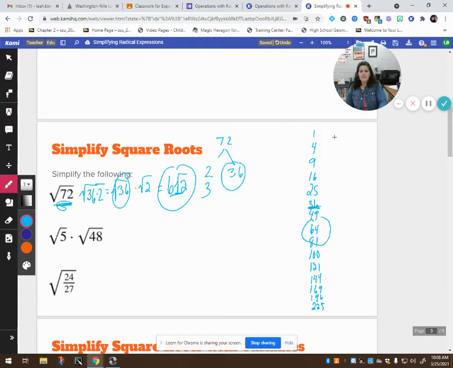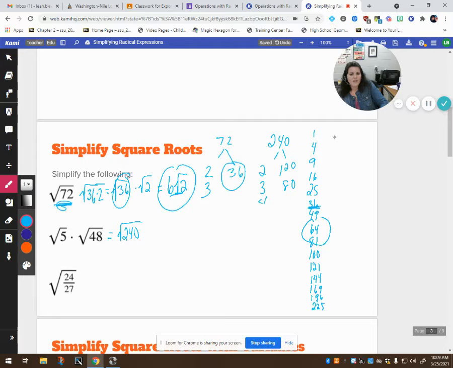Okay, so let's look at the square root of 5 times the square root of 48. Well, we can think about this. Let's just go ahead and multiply. What is 5 times 48? We get 240. Now let's see if we can break 240 down. 240 divided by 2 is what? 120. 240 divided by 3 would be 80.